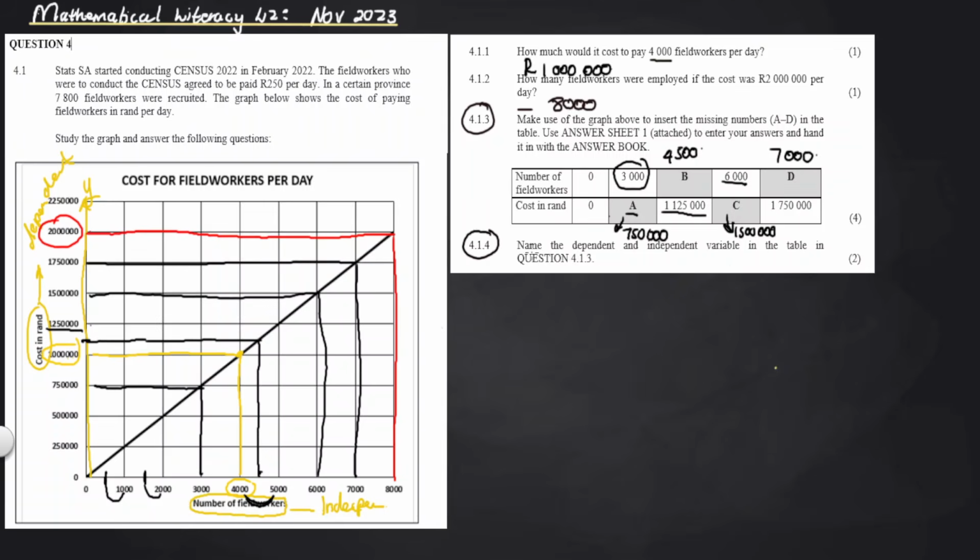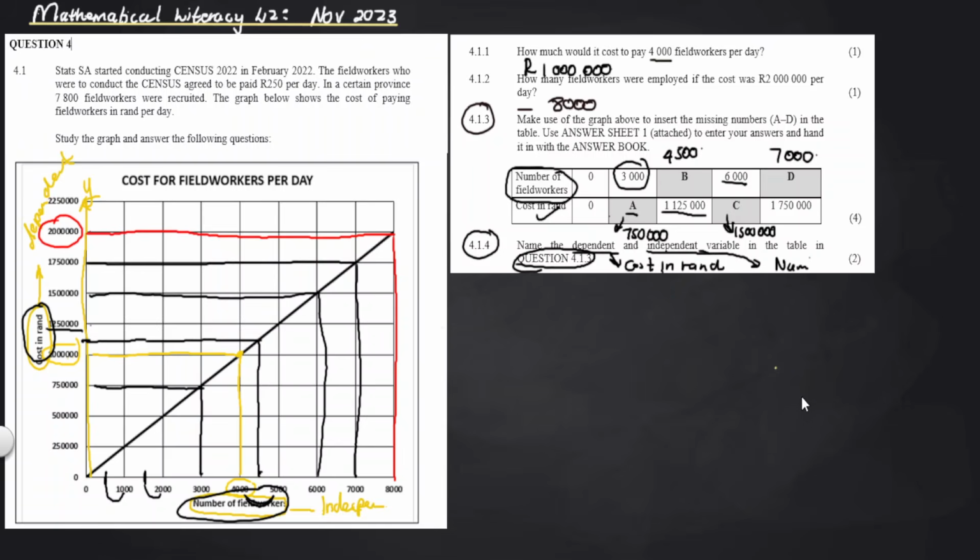Now 4.1.4: name the dependent and the independent variable in the table in 4.1.3. All right. So cost in rent is this, number of field workers is this. As I've explained, the dependent is the y axis, but you'll have to name it. The dependent variable is the cost in rent. And then the independent variable is gonna be the number of field workers.